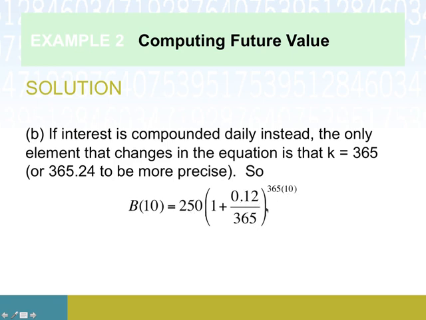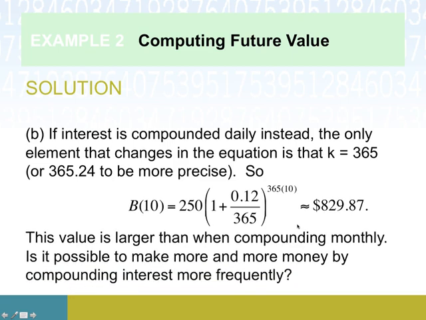So really, the 365 days is the only issue that makes this separate from Part A. Okay, so $829 compared to the 825 we had before. So maybe this is the point where we start to see green a little bit. We say, oh look, if we compounded monthly, we made 825 bucks. If we compound daily, we make 829.